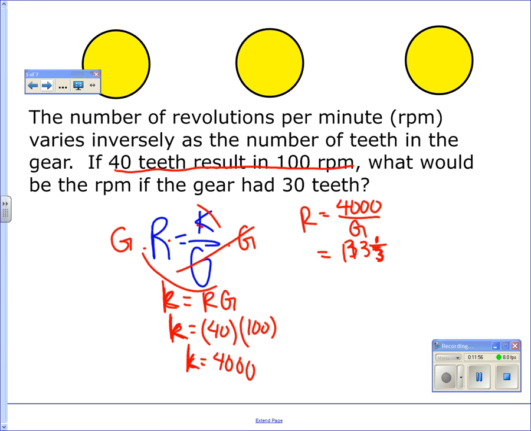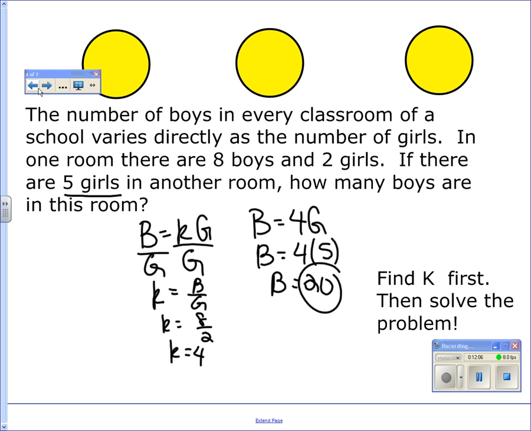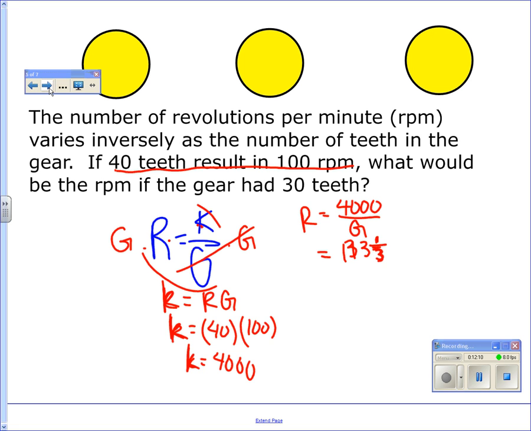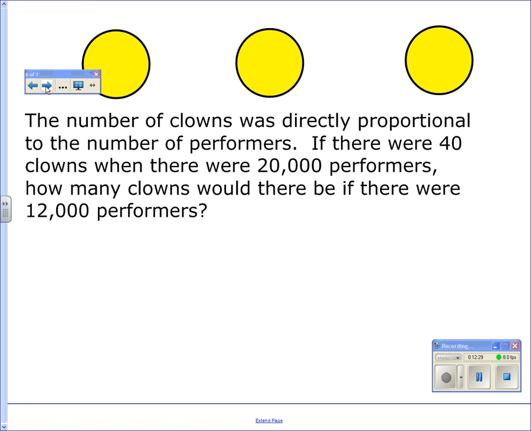Is it okay to get a decimal on these? If we'd gotten a decimal on the last one, would that have been okay? Because we're dealing with what? People. Can you have parts of people? Yeah. Okay, so if you get parts of people, you probably did something wrong. Does that make sense on this one? Any questions? Okay, see if you can do this one completely by yourself.